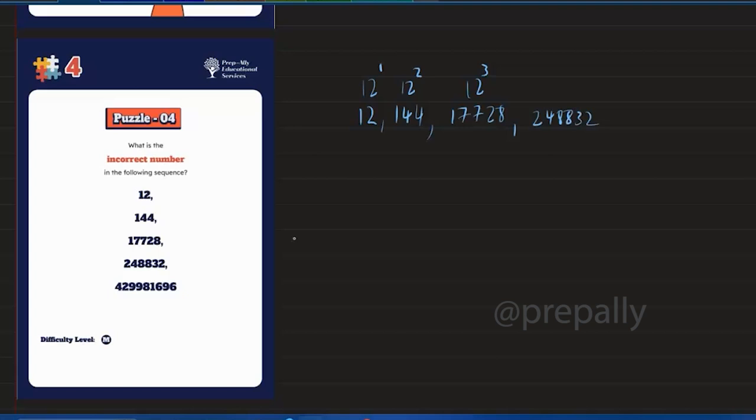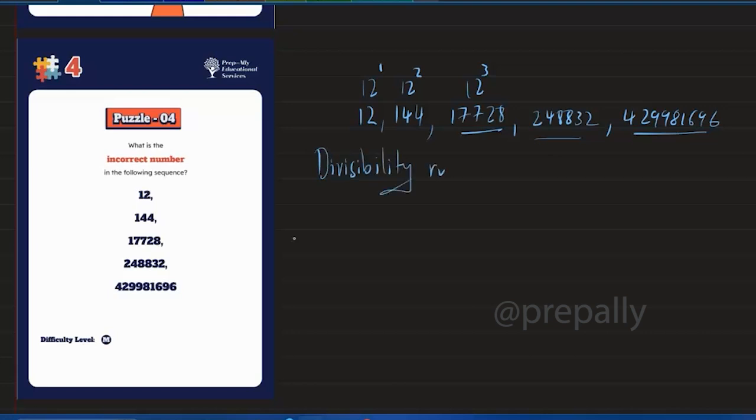So it's 12, 144, 17728, 248832, 4298 1696. Now the issue here is we want the incorrect number, which means we want the number which isn't a power of 12. And if you don't have a calculator, it's very hard to deal with these numbers. So what you do is you use the divisibility rules.